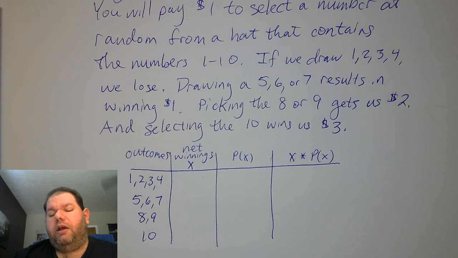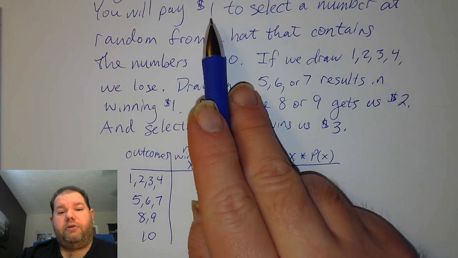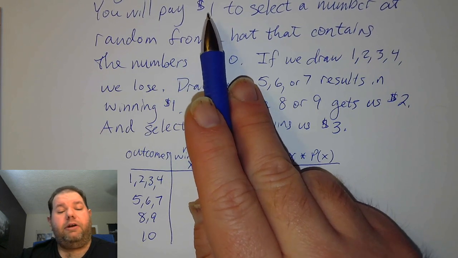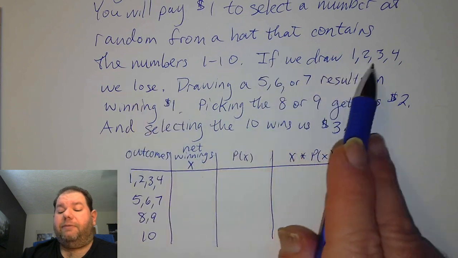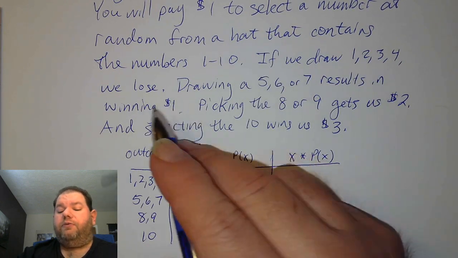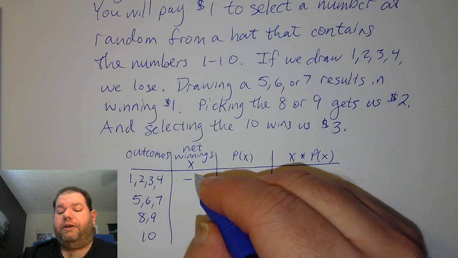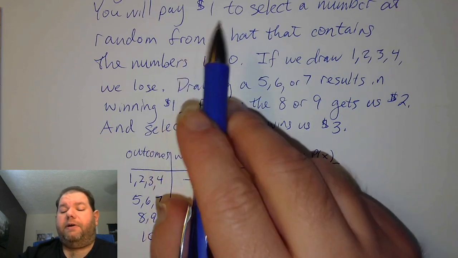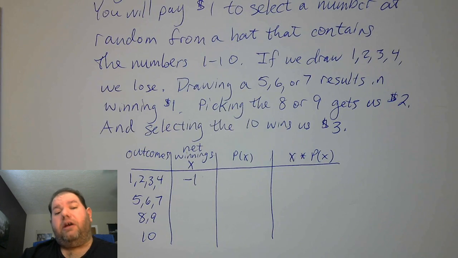Okay? And we know that if we draw a 1, 2, 3, or 4, we don't win anything. But what we have to include in that is the $1 that we paid up front. Because we paid that $1 up front, we've already lost that $1, and then we didn't get it back. So even though it says we didn't win anything, we did actually lose a dollar in the process. So now we have $1 less than we did before. So essentially, all of these winnings that are listed have to be modified by this dollar that we paid up front to account for that.